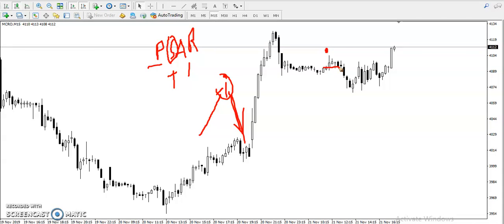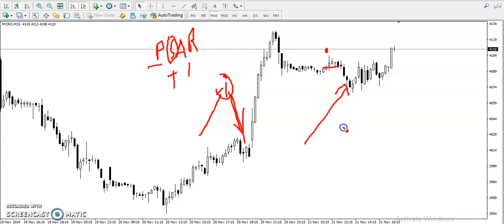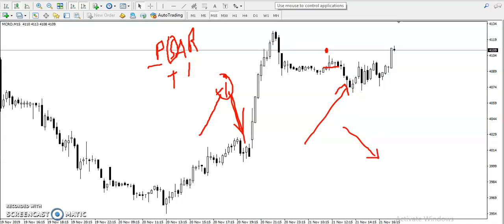traders are using. One, identify the trend, either it is uptrend or it is downtrend. Second, entry and exit point. And the third, stop loss or trailing stop loss.